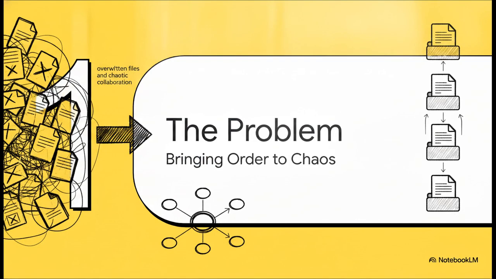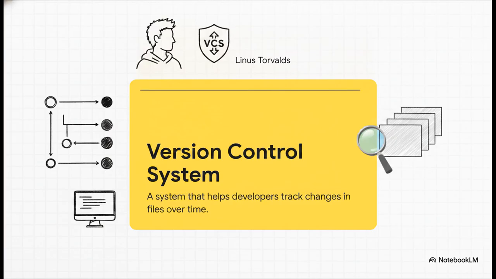Let's kick things off with section 1, the version control problem, bringing order to chaos. So how do we actually fix this nightmare scenario of overwritten files and chaotic collaboration? Well, back in 2005, a man named Linus Torvalds created what's known as a version control system. A version control system is basically just a piece of software that helps developers track changes in their files over time. But here's the kicker.